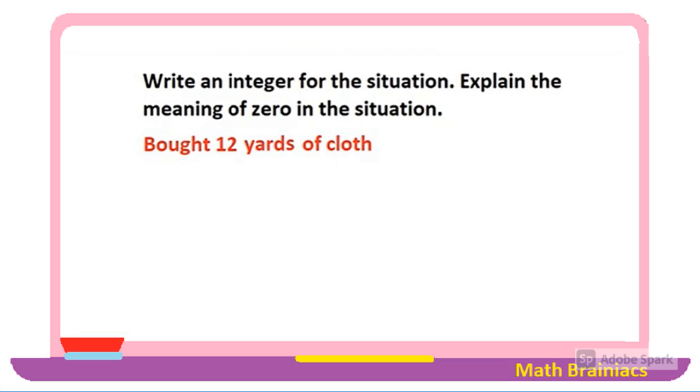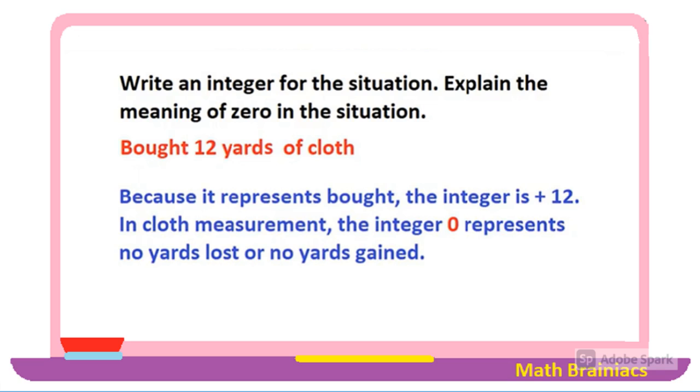Let us work on this example so that you will be guided. Write an integer for the situation. Explain the meaning of 0 in the situation. Buy 12 yards of cloth. If you are going to buy, that means you are going to have it. And you bought it, so you already have it. Because it represents buy, the integer is positive 12. In cloth measurement, the integer 0 represents no yards lost or no yards gained.